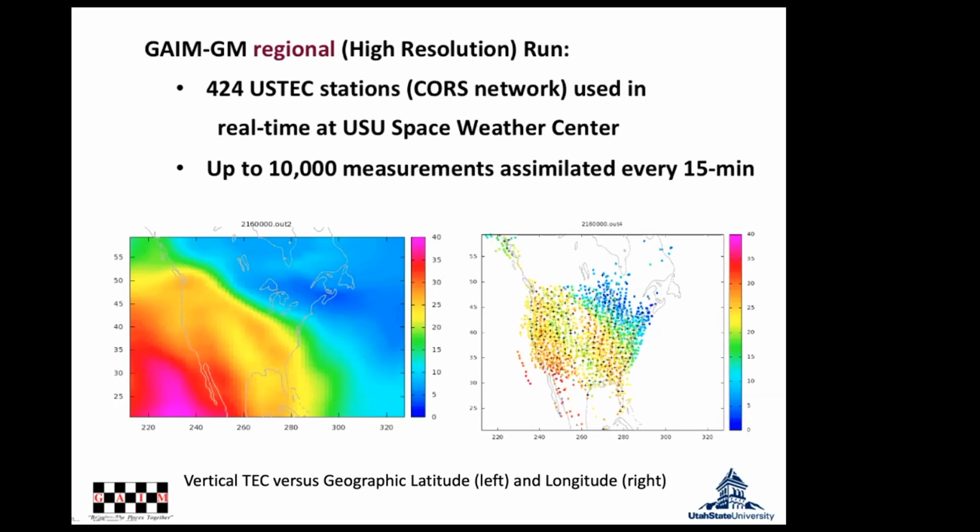In addition to the global GAME-GM run, we also ran a high-resolution regional GAME-GM run in real time. For this regional GAME-GM run, about 10,000 slant TEC measurements were assimilated every 15 minutes. The left panel shows a snapshot of the vertical TEC specification, and the right panel shows the corresponding data. As in the previous figure, red is for high TEC and blue is for low TEC.